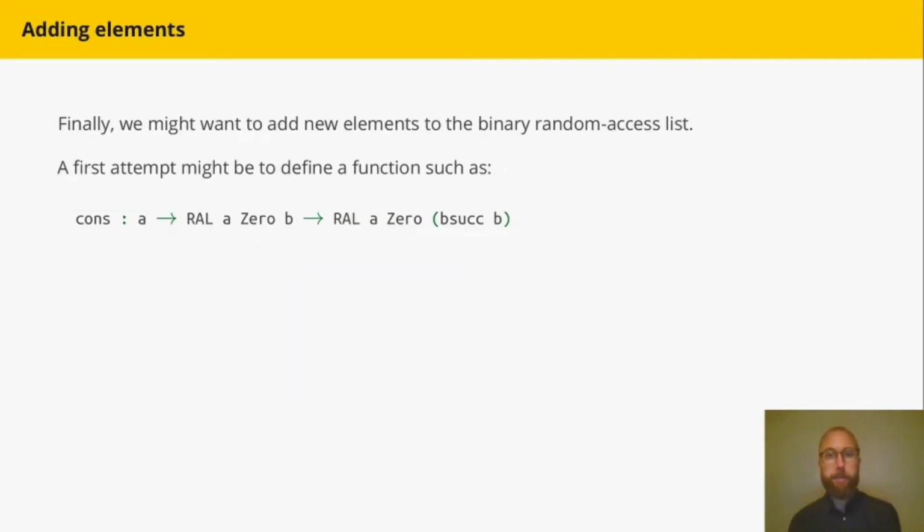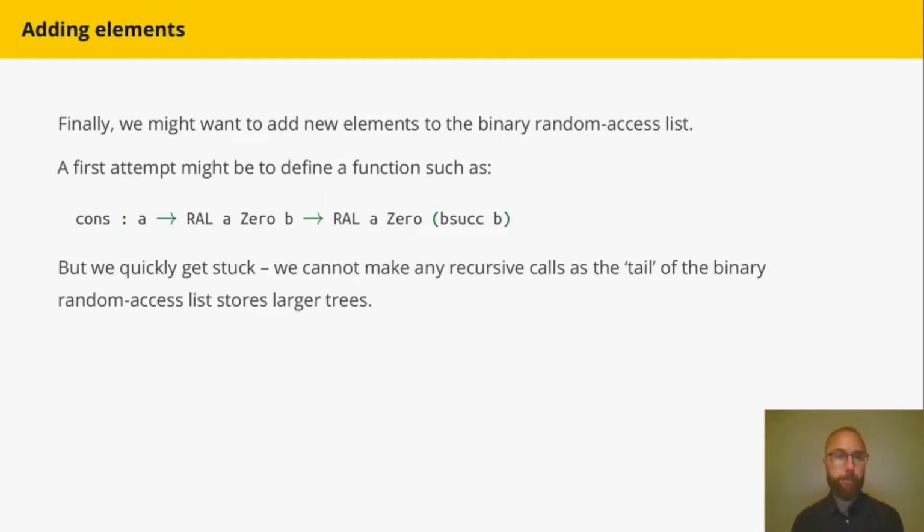If we want to add new elements to this, it is a little bit tricky. The first thing you might try would be to define a cons function, which takes an A and a random access list, starting with depth 0, and produces a new random access list where we have 1 more element. So we've incremented the number of elements, which was represented by the binary number B. But if we try this, we get stuck quite quickly.